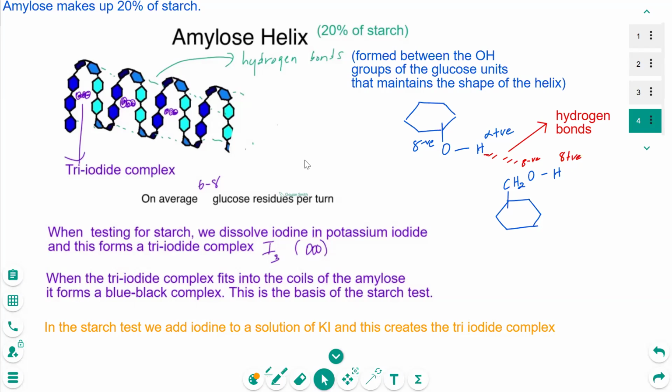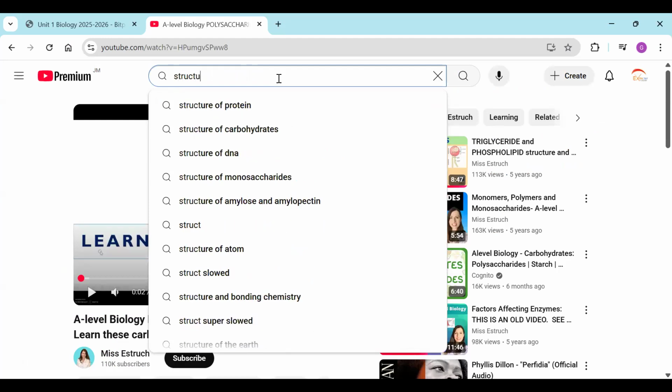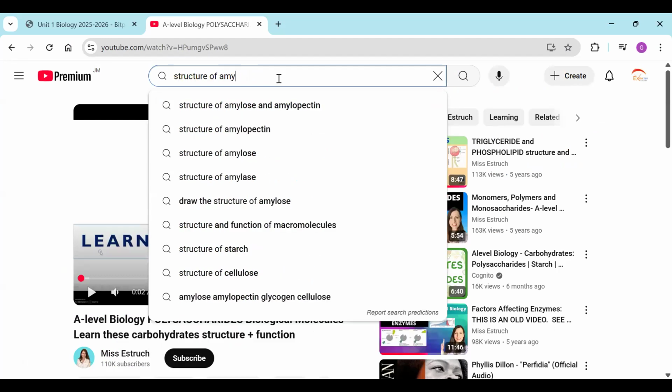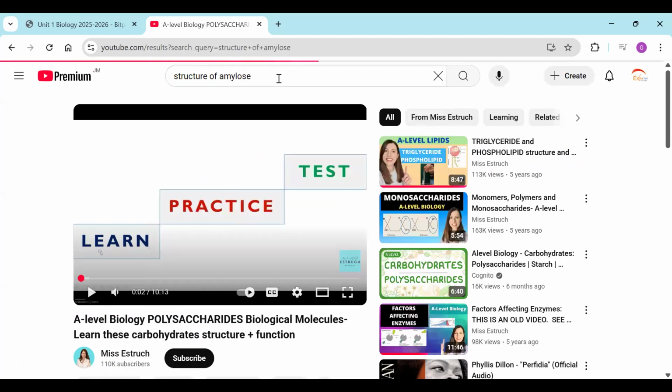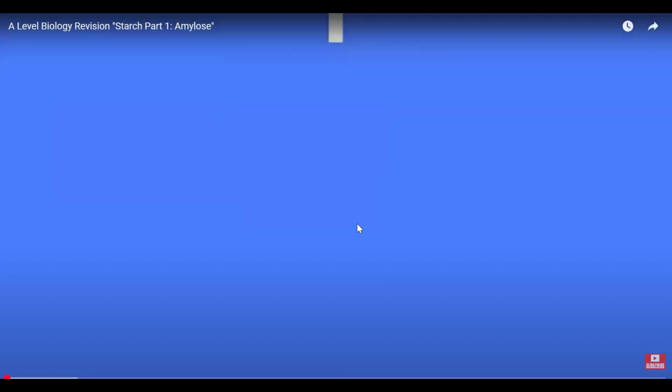All right, I'm going to show you a video, and let's see if we can visualize it a little bit more. Because we're talking about three-dimensional molecules, it's better for us to see it.